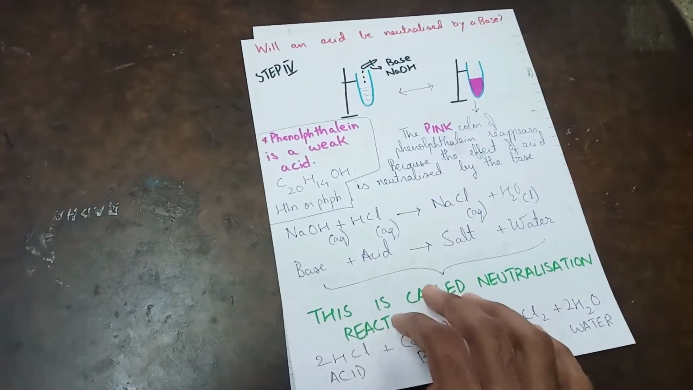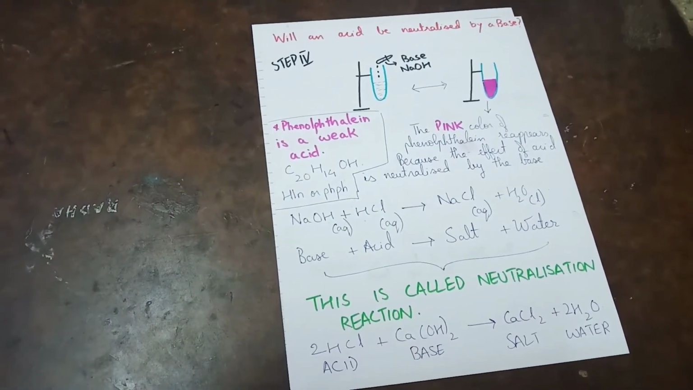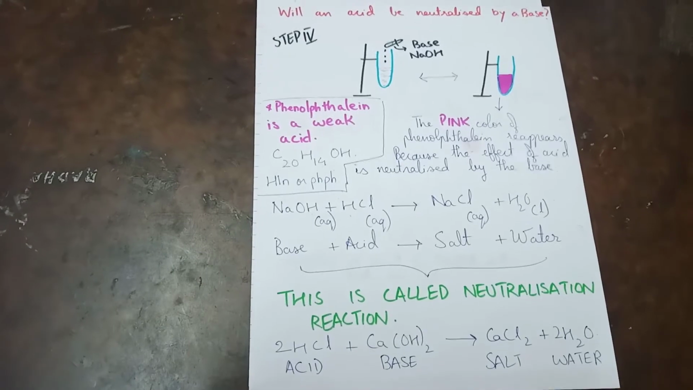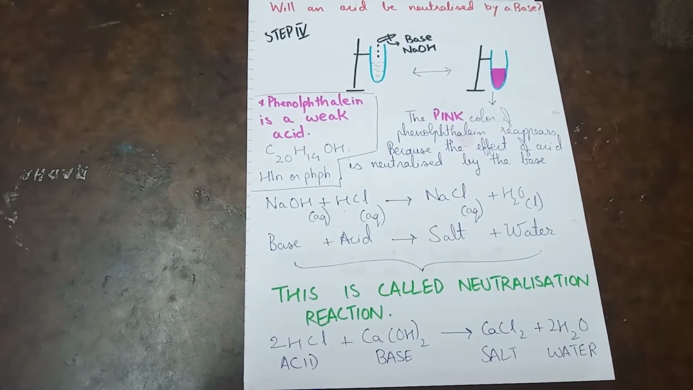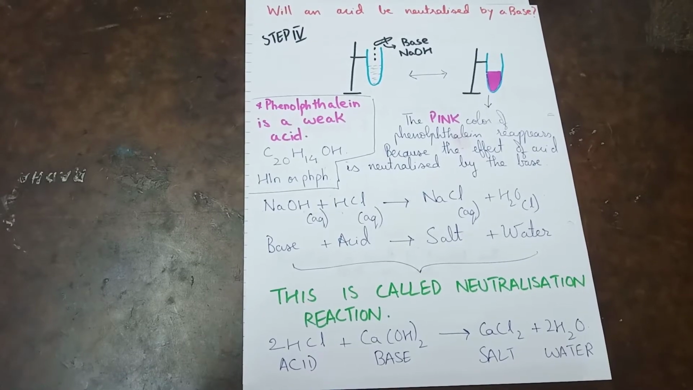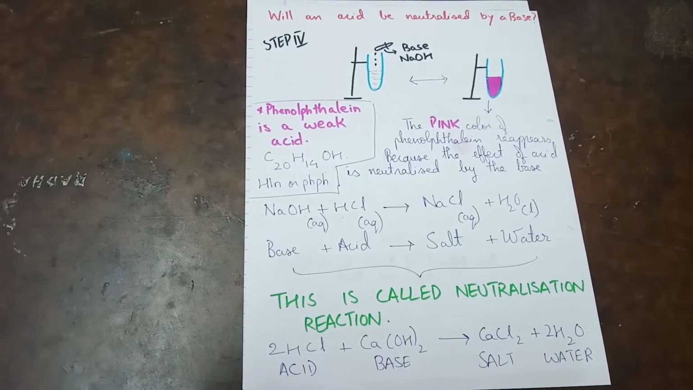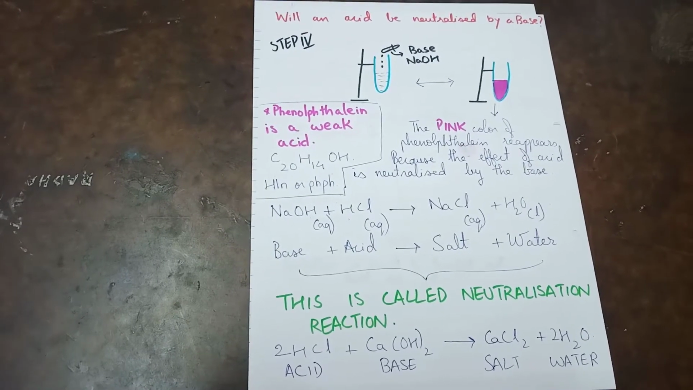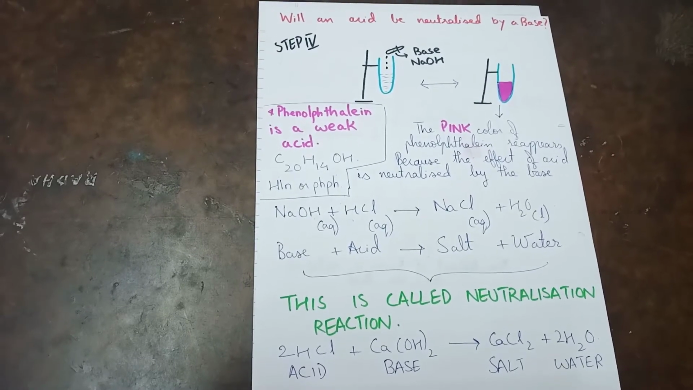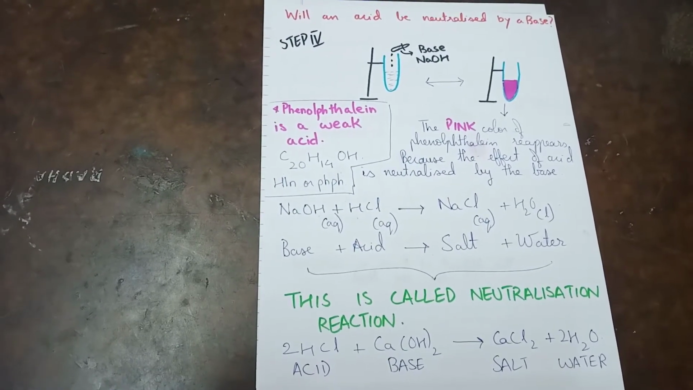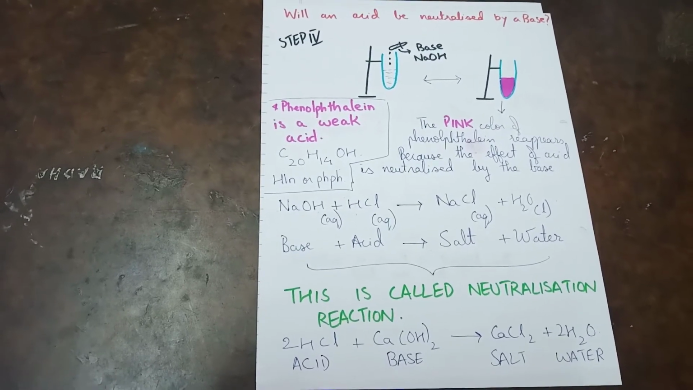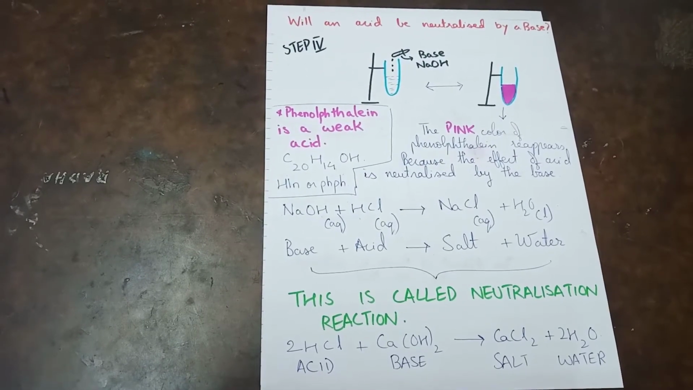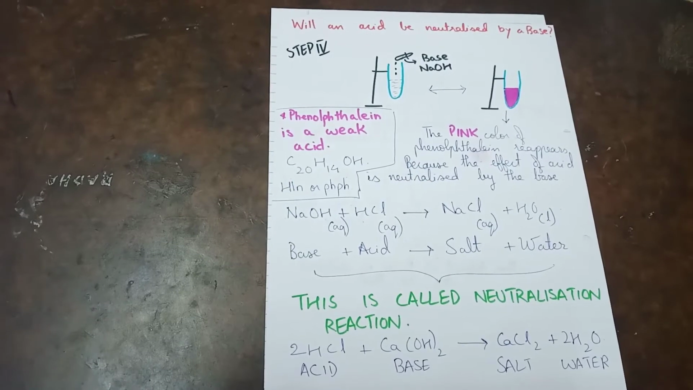Now you may get another question in your mind: will an acid be neutralized by a base? That's where I can answer your question, coming to step 4. If you add NaOH, which is a base, again to that same colorless substance, it again changes to pink. So what you have understood is that when you add the base, it changes to pink, and when you add acid to that same thing, it changes to colorless again. That means the pink color of phenolphthalein reappears, because the effect of acid is neutralized by the effect of base.